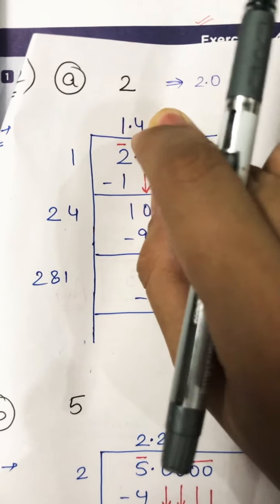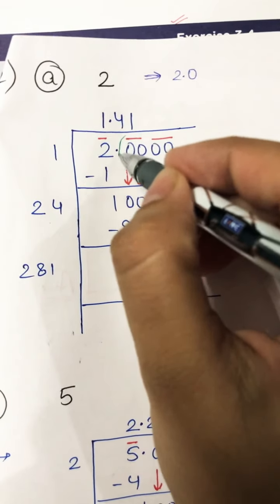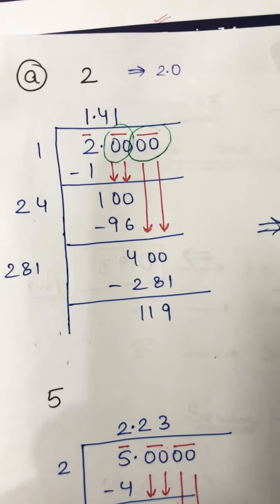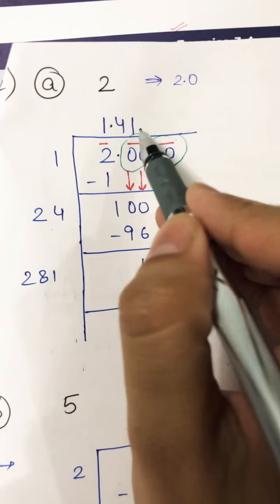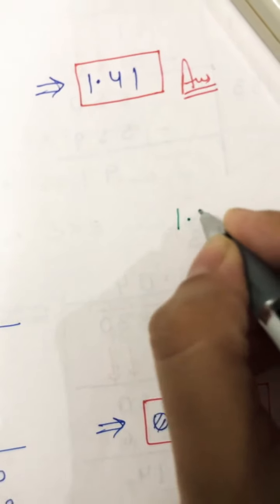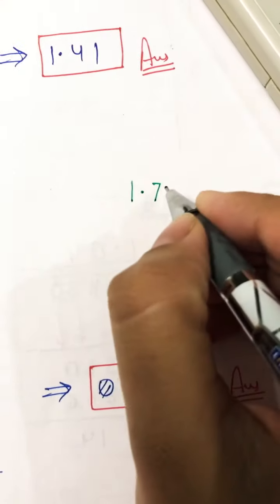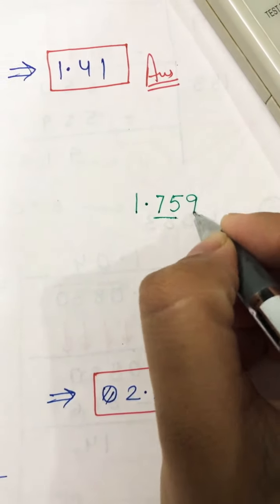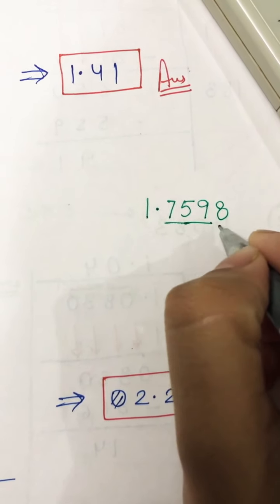You have to go up to 2 decimal places. So first you placed these 2 zeros, now you have to place 2 more zeros, because you have to take out the answer up to 2 decimal places. This is known as the answer up to 1 decimal place. This is known as the answer up to 2 decimal places. This is up to 3 decimal places. This is up to 4 decimal places.